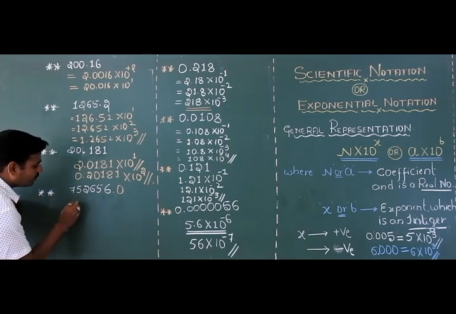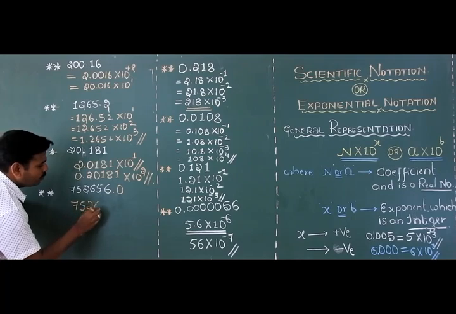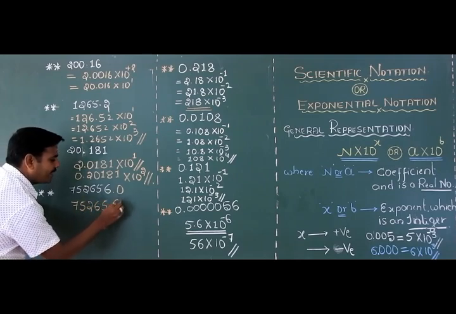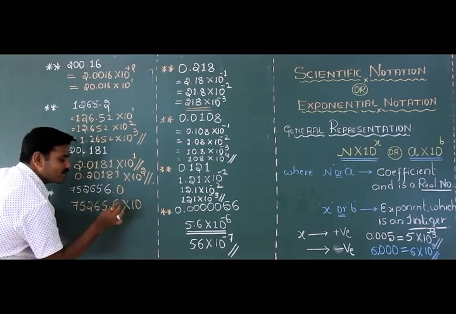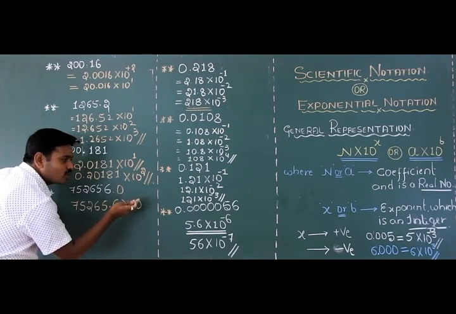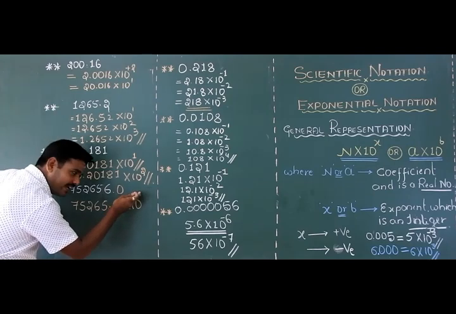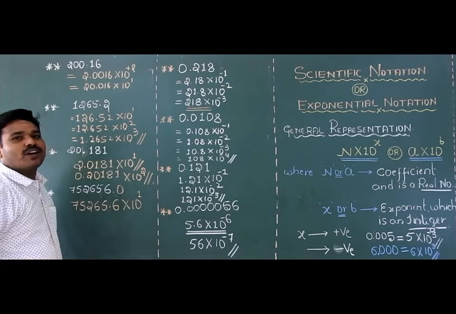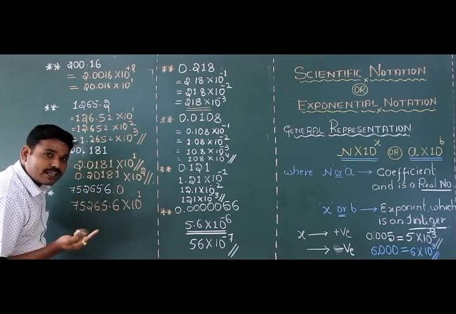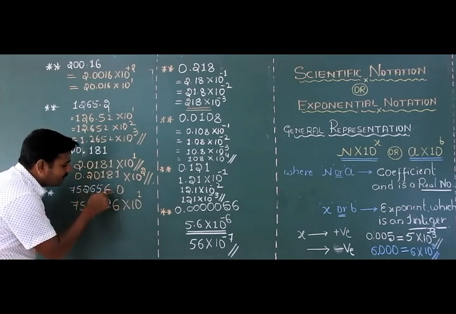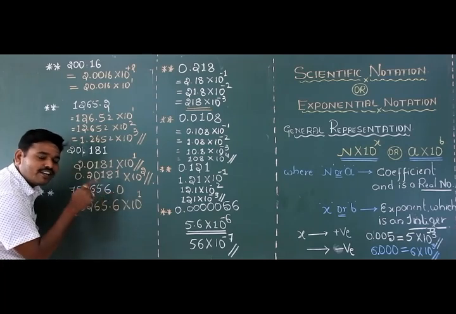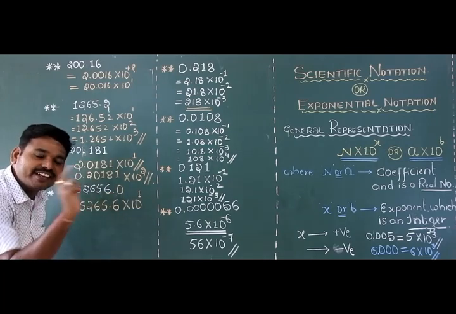So the first one is 7.5256 into 10 raised to how much, students? Very good. 10 raised to plus 1. Why is it 10 raised to plus 1, student? Because the decimal point is shifted only after one digit.